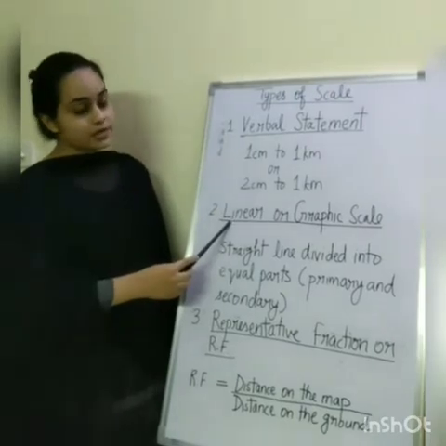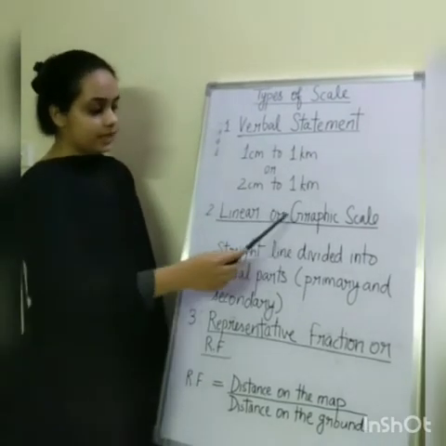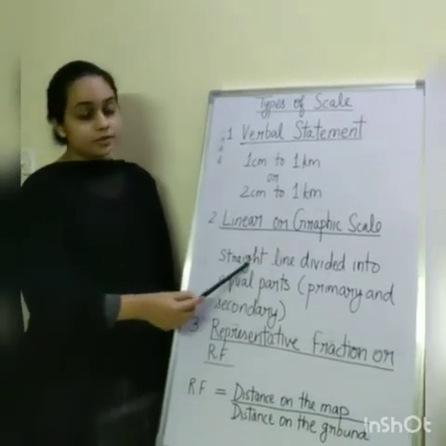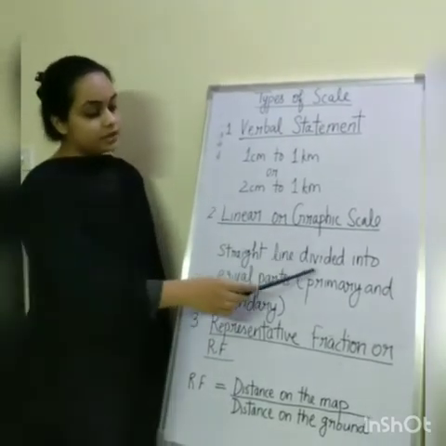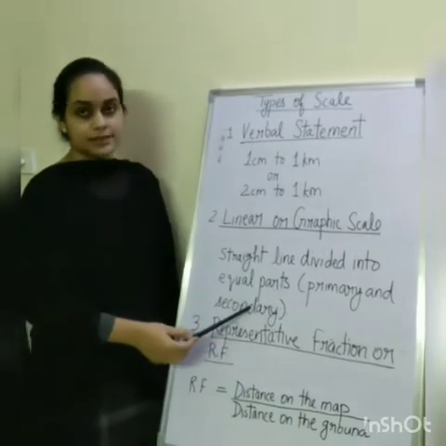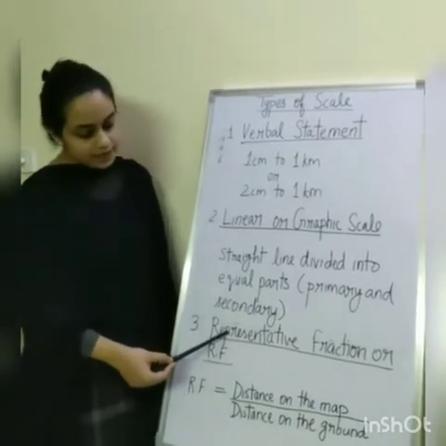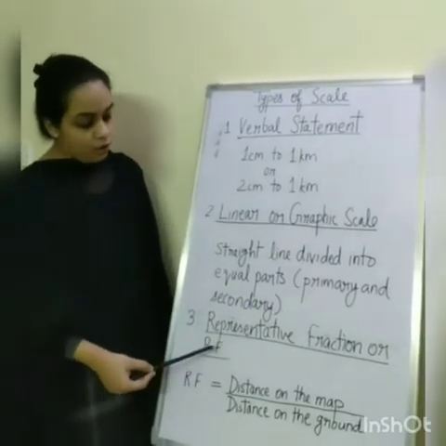Now the second type of scale is linear or graphic scale. It is represented with the help of a straight line divided into equal parts, and this division is of 2 types, primary and secondary. Now the third type of scale is representative fraction or RF.